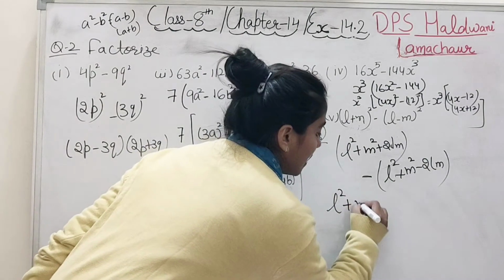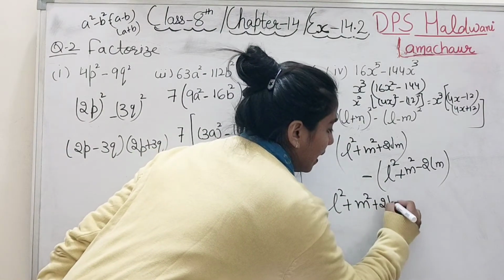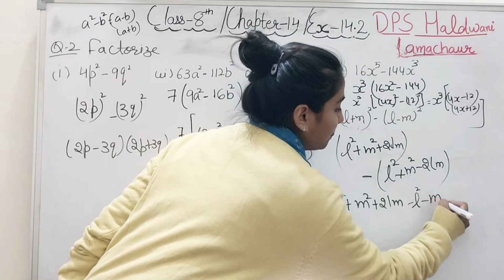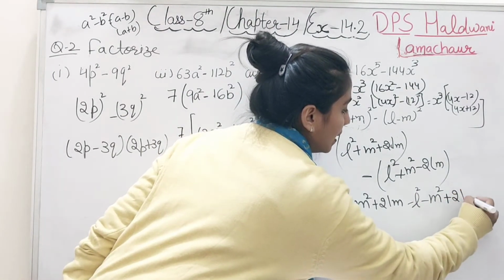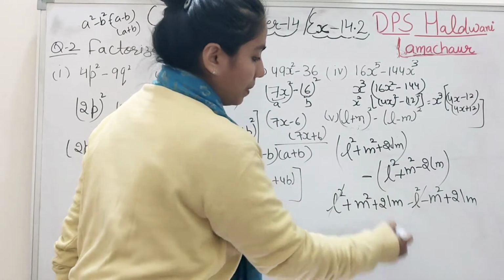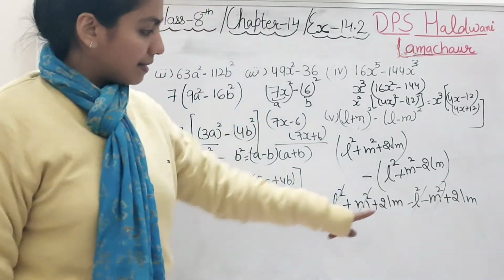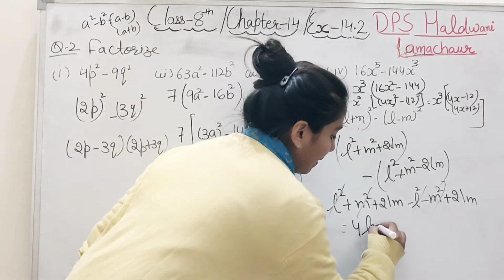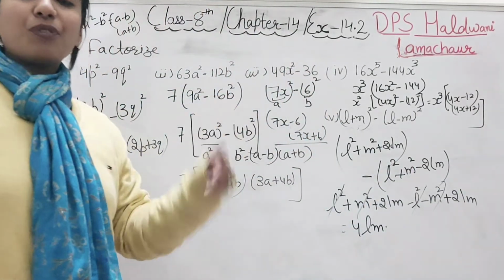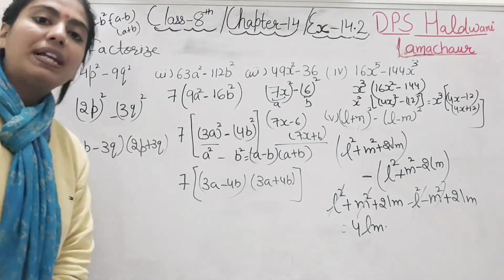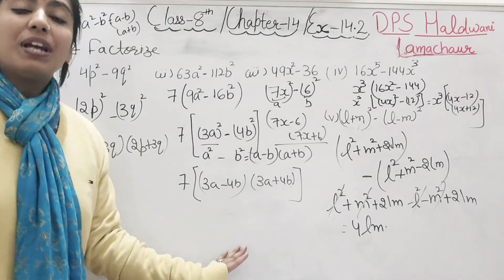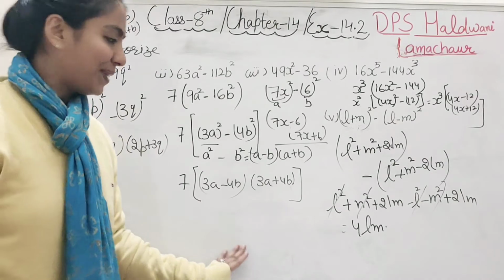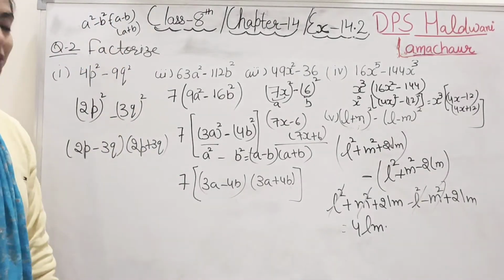L square plus m square, this remains as it is. Now the second one, the bracket sign will change. We open the bracket, plus 2lm. So student, l square will cancel out, m square will cancel out. What else is left? 2lm, that is 4lm. So these types of questions we have done in our chapter algebraic expressions, right? We are making the factors over here using identities. Okay. So this was about question number 2.